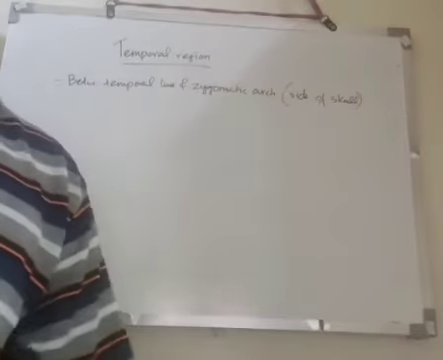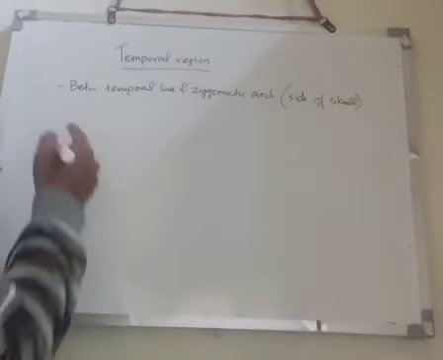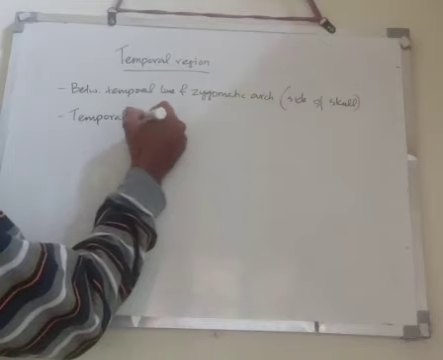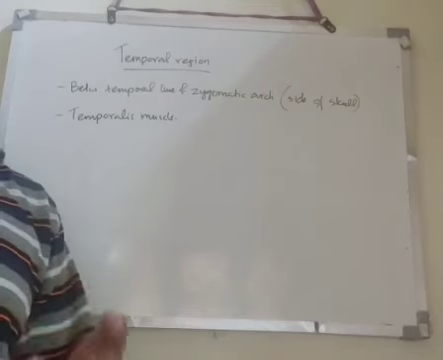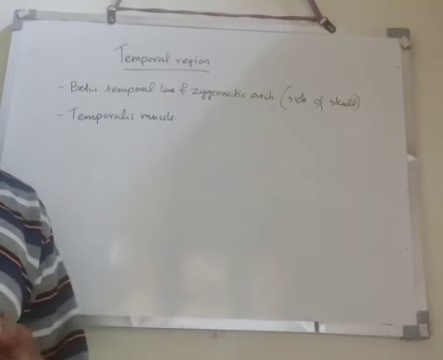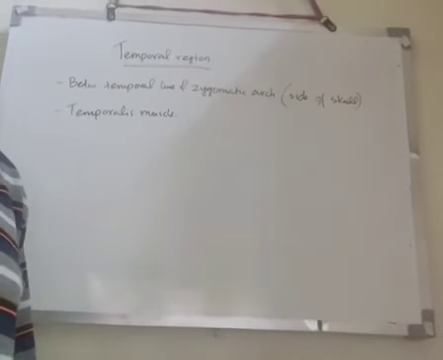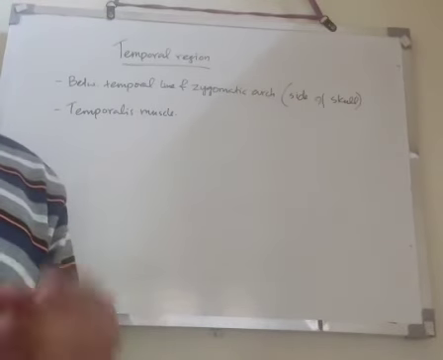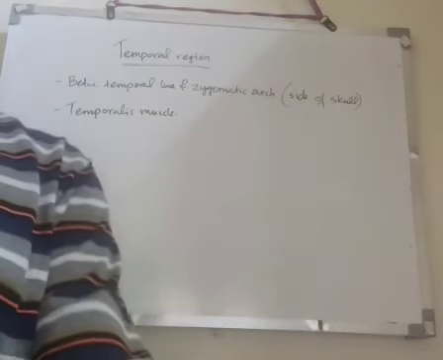That is the temporal region, and it is the site of attachment of the temporalis muscle, which can be palpated when the teeth are clenched repeatedly. Try on yourself: when your teeth are clenched, you can feel the temporalis muscle, the position of the temporalis muscle.